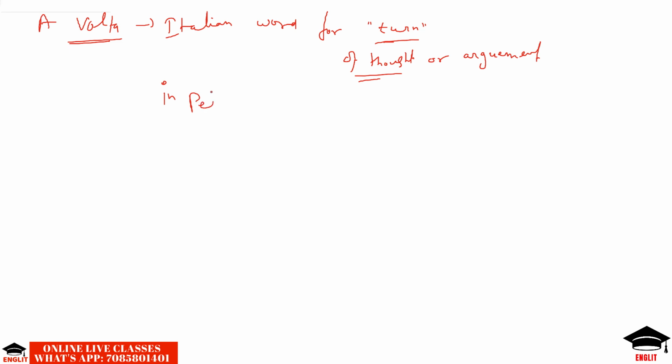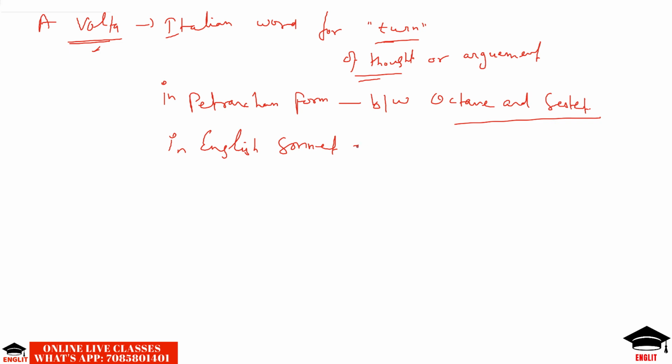In the Petrarchan form, it occurs between the octave and sestet. When there is a turn of thought from octave to sestet, this turn is called volta. And in the English sonnet, this volta occurs between the third quatrain and the couplet, where the writer concludes his thought process in the couplet. So there is a turn from the developed subject matter to its conclusion.